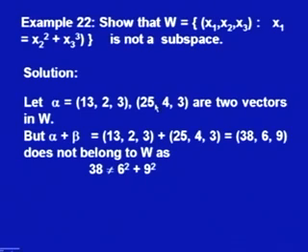So, if you have to show that a set is a subspace, then you have to consider C alpha plus beta and try to show that C alpha plus beta also belongs to W. But if you have to show that it is not a subspace, then we will take some typical examples which show that C alpha plus beta is not belonging to W. So, this one simple example is enough to show that W is not a subspace.